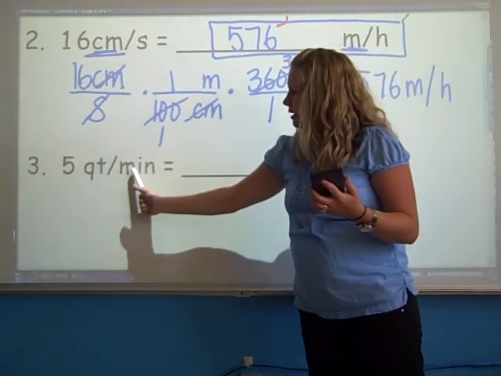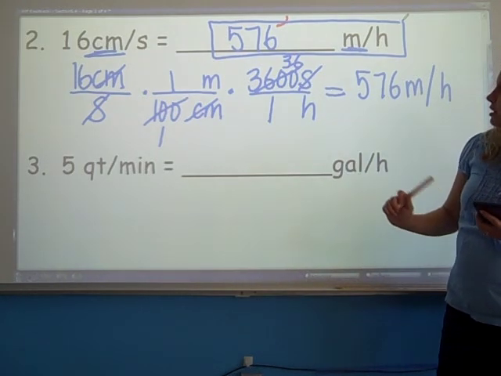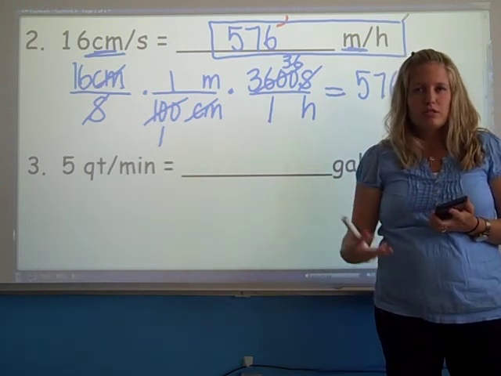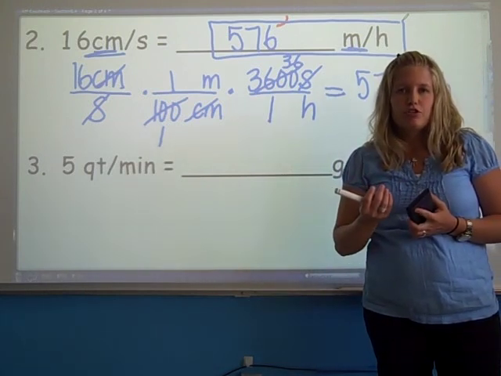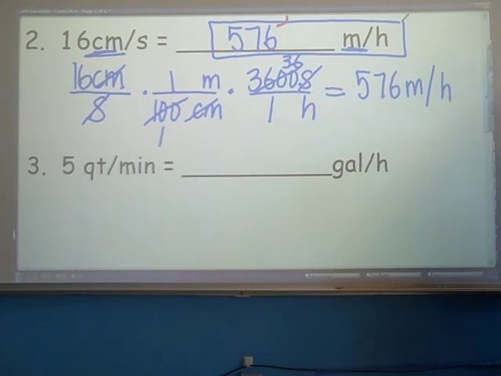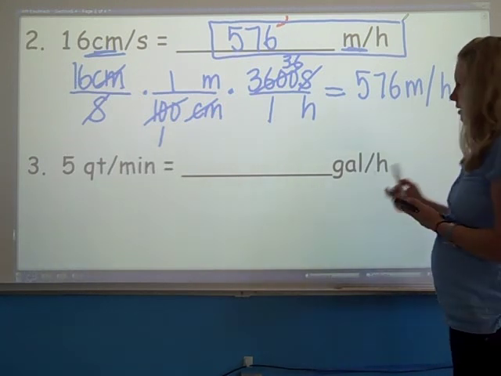We have quarts and minutes, and we want to change it to gallons and hours. For those of you who don't know, there are 4 quarts in each gallon, so you need to use that. If you ever need a conversion chart, it is in our section, which is on page, looks like around page 200 to 201. You should see a conversion table there.